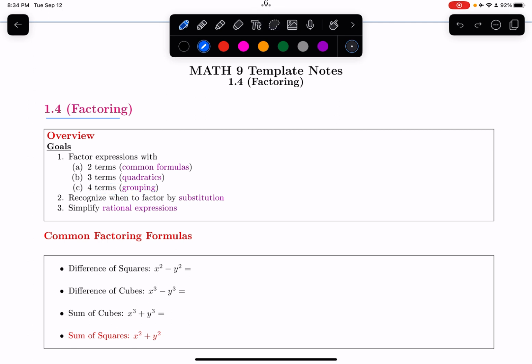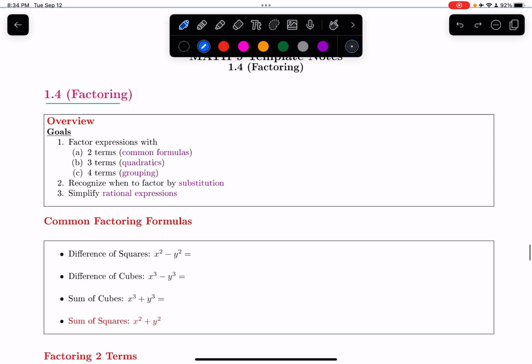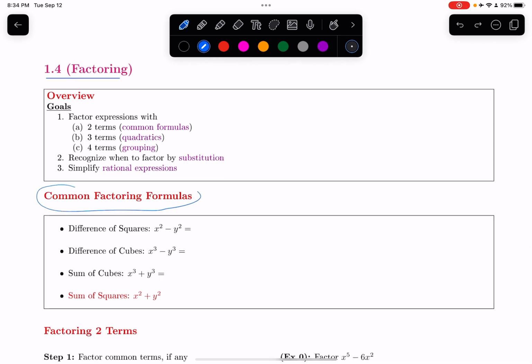We'll talk about how we can recognize when we factor something by substituting. And we will end by discussing how we simplify what are called rational expressions. Okay, so in this video, I'm going to talk about some common factoring formulas and then also discuss how we can factor expressions that have two terms. All right, so let's get into some factoring formulas.